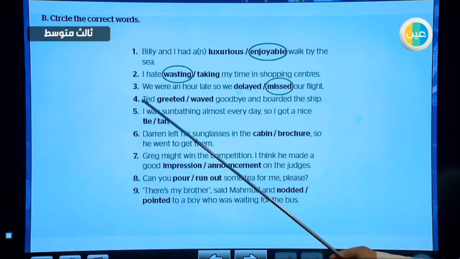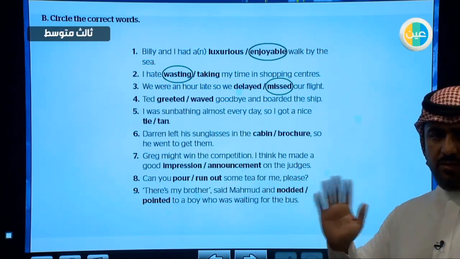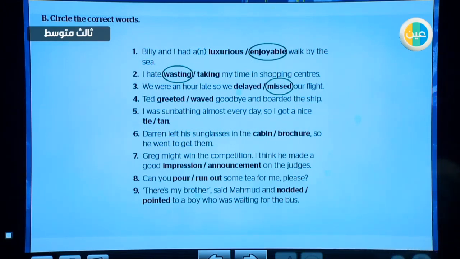Yes. Ted greeted or waved goodbye and boarded the ship. Yes. This is waving goodbye. Yes, we wave goodbye. Number 5, I was sunbathing almost every day, so I got a nice tie or a nice tan. When you get a dark color on your skin after sitting under the sun. Darren left his sunglasses in the cabin or brochure, so he went to get them in the cabin. Excellent.